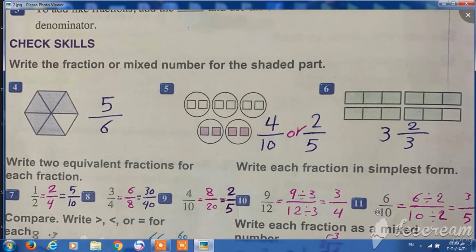And we have 6 over 10. You have just 2 as a common factor between them. 6 divided by 2 equals 3 and 10 divided by 2 equals 5.